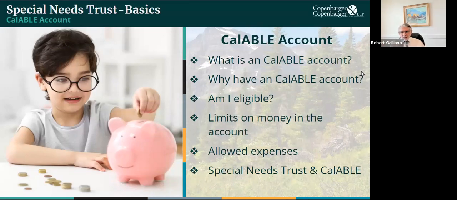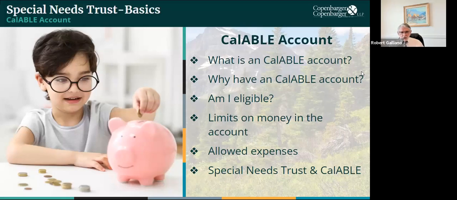And that money in the CalABLE account then can be available for the beneficiary, and it can pay for allowable expenses. It comes out income tax free. Any money that comes out is not counted as income against benefits. And it's a way to pay, for example, for rent with no need to worry about the PMV rule because it is not counted as income.